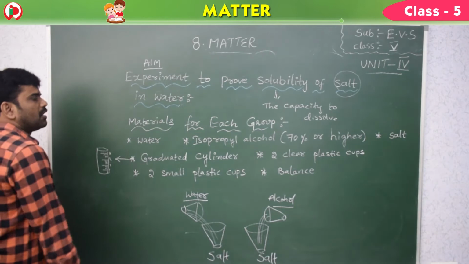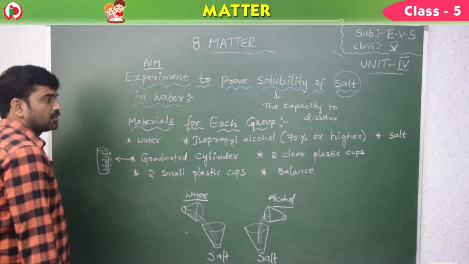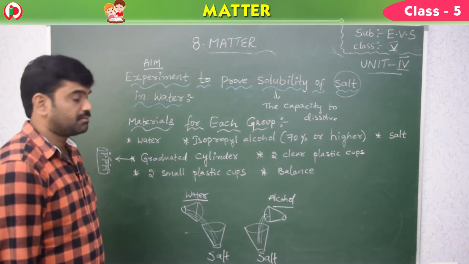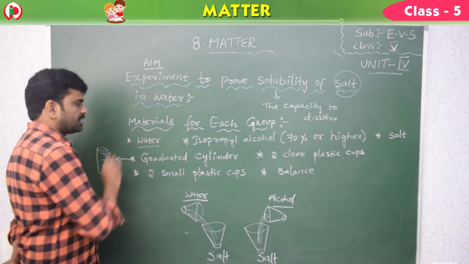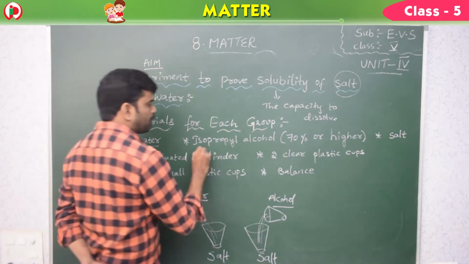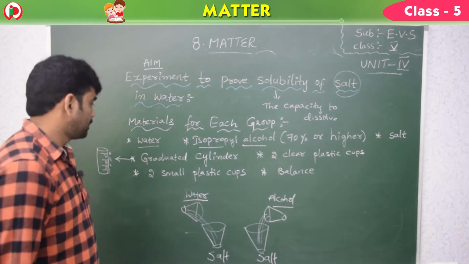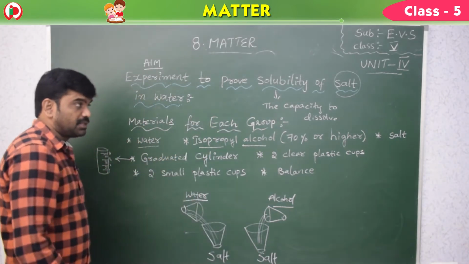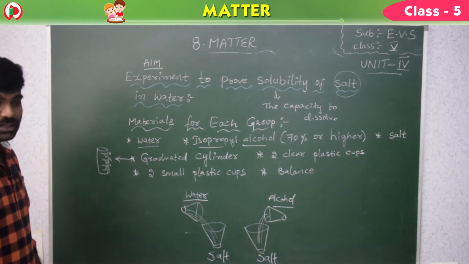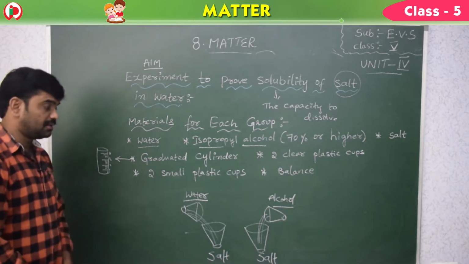Experiment to prove solubility of salt in water. So what are the materials that are required? Water is required, children. Alcohol, isopropyl alcohol. You can take 70% or more. Salt, which is very important. Why? Because we are proving the solubility of salt in water.